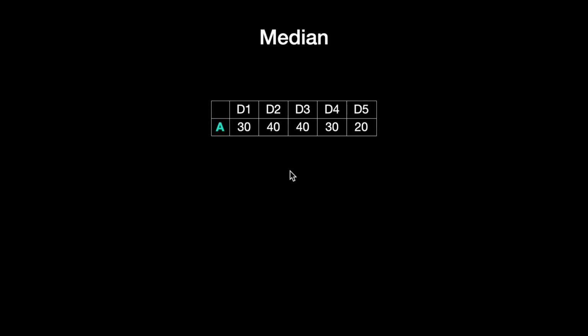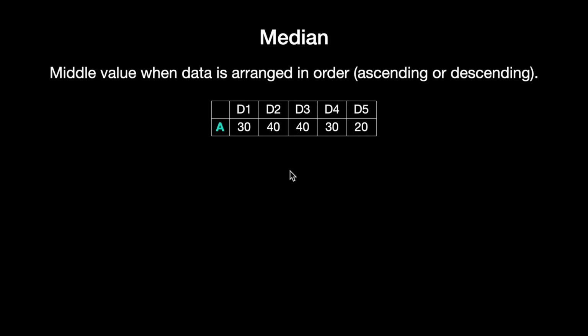Now, in order to tackle the outlier issue, we have median. Median is just the central value when the data is arranged in ascending or descending order. And what I mean by that is when we arrange our current data set, which is 30, 40, 40, 30, 20, in ascending or descending order. For this example, I've chosen ascending order. The median is 30 because it is the central value. So there are 5 observations. The central observation would be the third observation, which would make it 30.